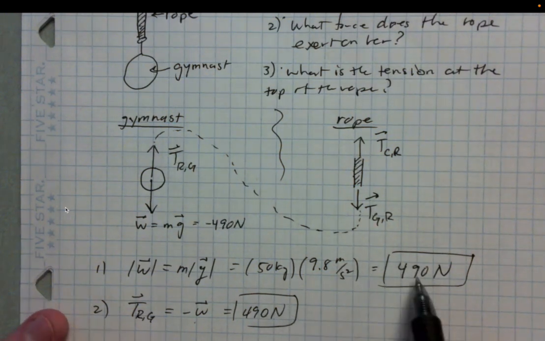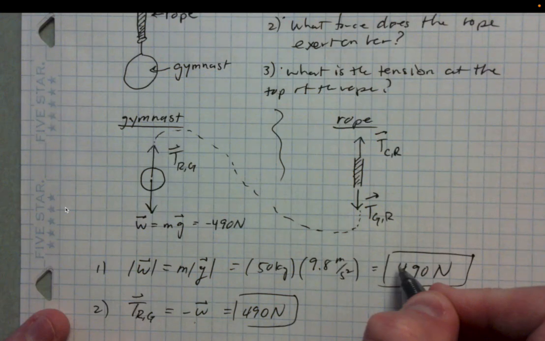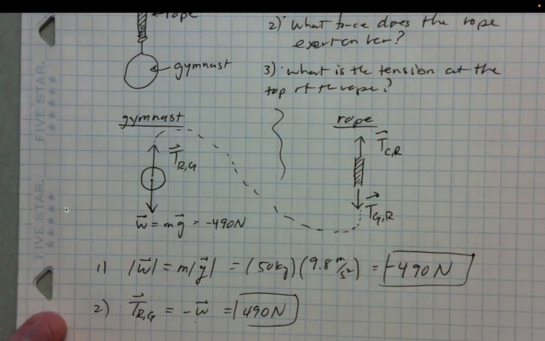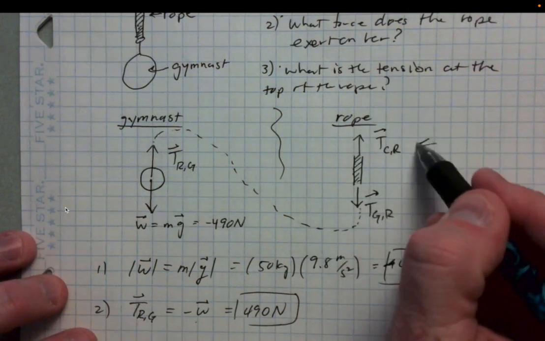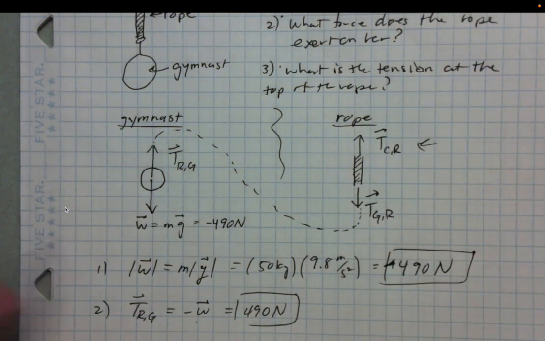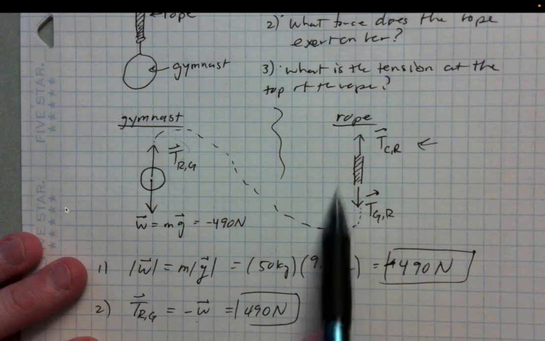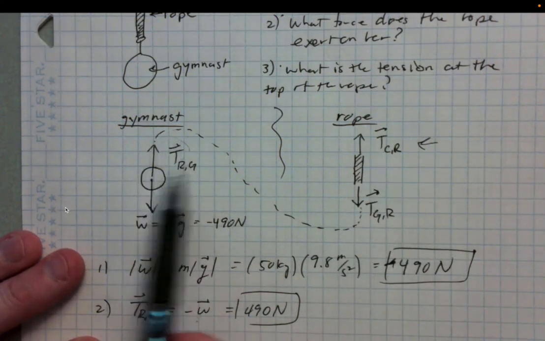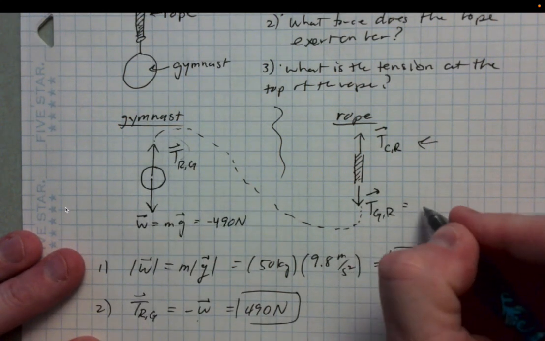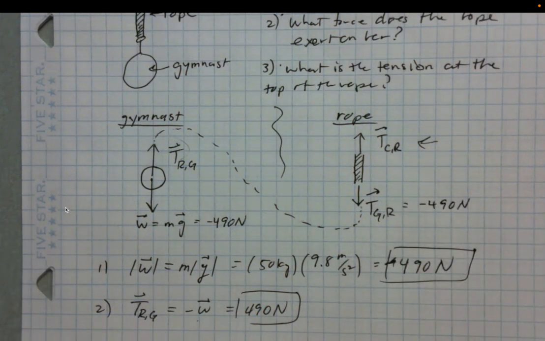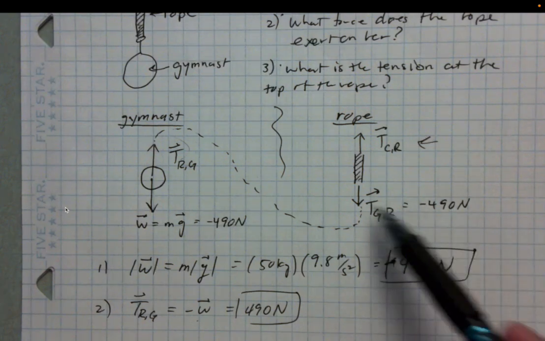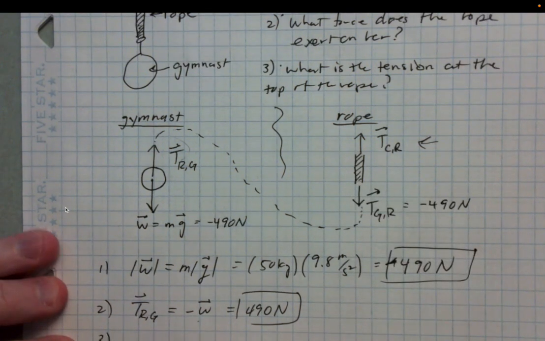So, sorry, this one was negative. Well, that's the magnitude. That's fine. Okay. And then the third question is, what is the tension at the top of the rope? So now we're over here. What is this guy? Well, this guy here and this guy here are an action-reaction pair. If this is 490 newtons, then this must be equal to negative 490 newtons, right? Pulling down on the rope. And the rope is in equilibrium, right?